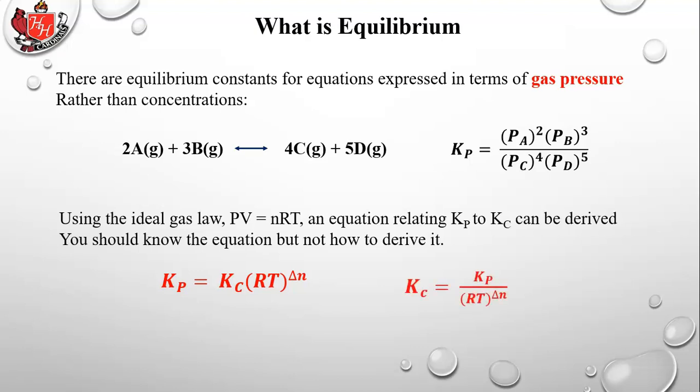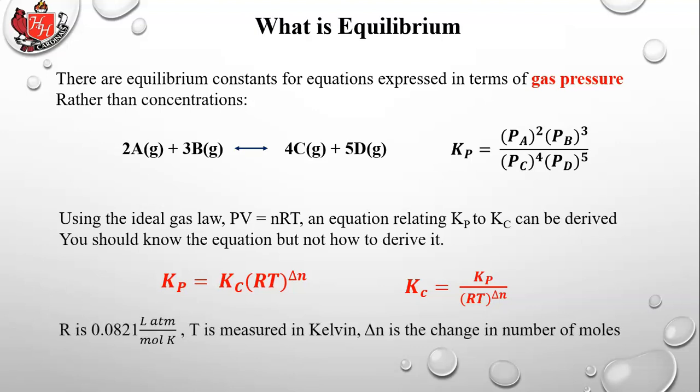Okay, and if you solve that for Kc, then there you see what you would get right there. If you just memorize one of the equations, you should be able to use algebra to get to the other one. And R in this case, the gas constant, is 0.0821 liter atmospheres over mole Kelvin. T is measured in Kelvin, and delta n is the change in the number of moles.